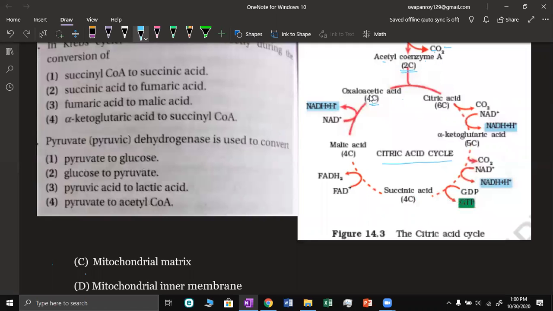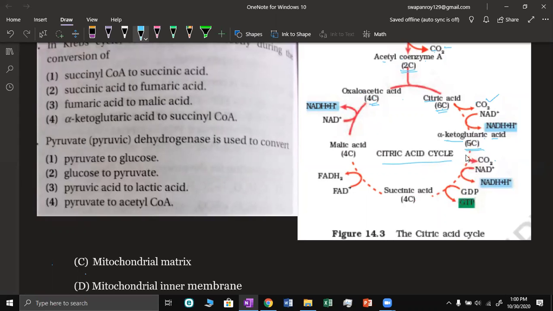When oxaloacetic acid and acetyl coenzyme A combine together, citric acid is formed, so 4 plus 2 is 6. After that, during the formation of alpha ketoglutaric acid, one carbon dioxide is coming out. So it will be 6 minus 1. So alpha ketoglutaric acid is a 5-carbon compound. After that, another carbon dioxide is coming out, which means one more carbon is less.